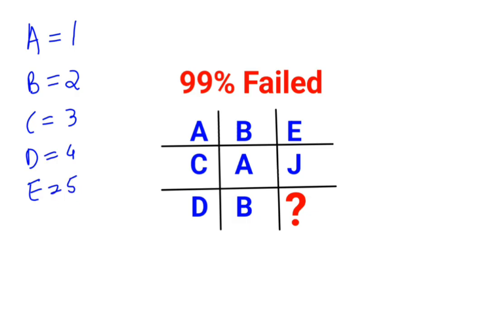Right now let's try and understand how we do this. See here, can I say this is getting you 1, 2 and 5, right? Because we have A which is 1, B which is 2 and E which is 5. And here we have 3, C and then again A and then J. J is the 10th letter. And D is 4 and here we have 2 and this is something which you need to find.